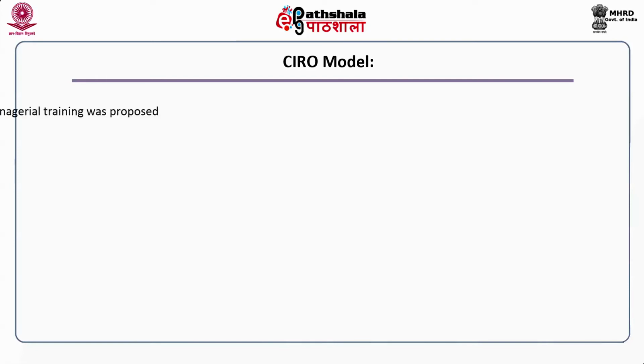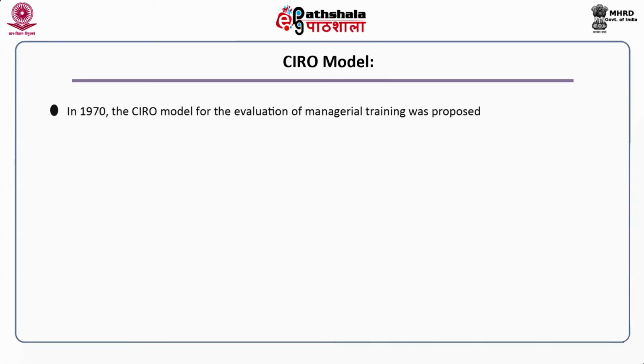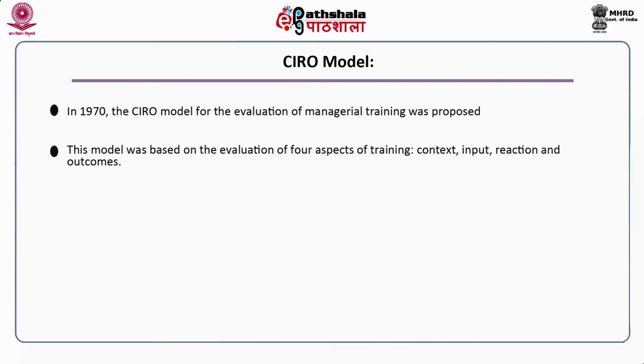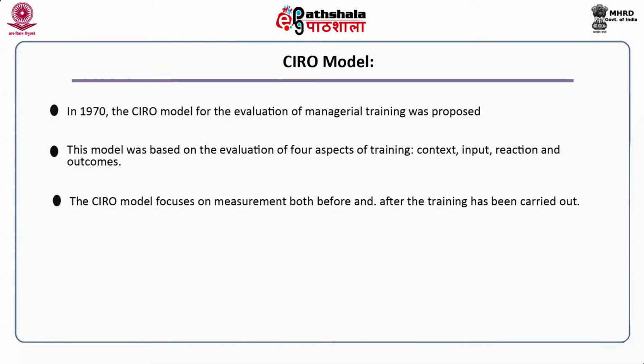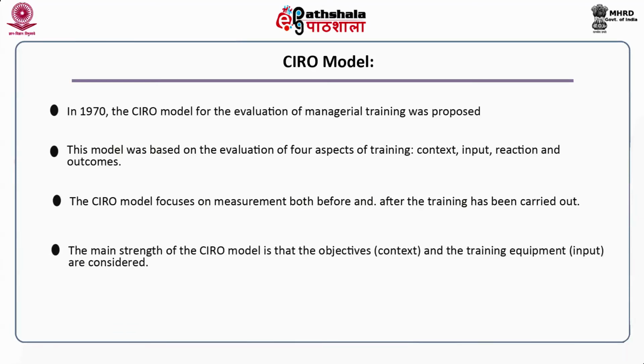CIRO model. In 1970, the CIRO model for the evaluation of managerial training was proposed. This model was based on the evaluation of four aspects of training: context, input, reaction and outcomes. The CIRO model focuses on measurement of both before and after the training has been carried out. The main strength of the CIRO model is that the objectives and the training equipment are considered.